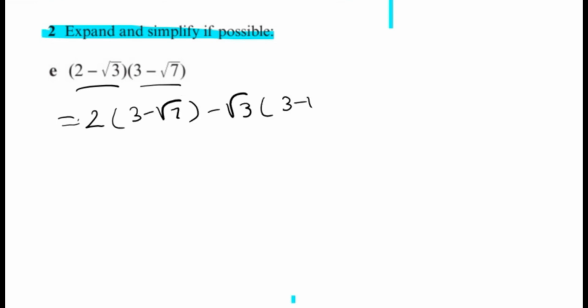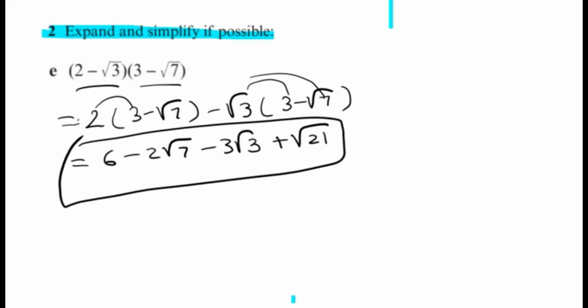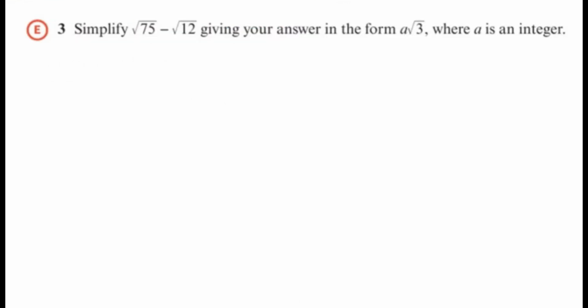Question 2, expand and simplify if possible. As you can see, 2 brackets are there, so we have to multiply. So 2 multiply 3 minus root 7, minus root 3 multiply 3 minus root 7. 2 multiplied by 3 is 6, minus 2 root 7, minus root 3 times 3 will give you 3 root 3, and minus minus plus root 3 times root 7 will give us root 21 because we can multiply them. Now there are no like terms here, so this is our final answer. Now move to the next question.